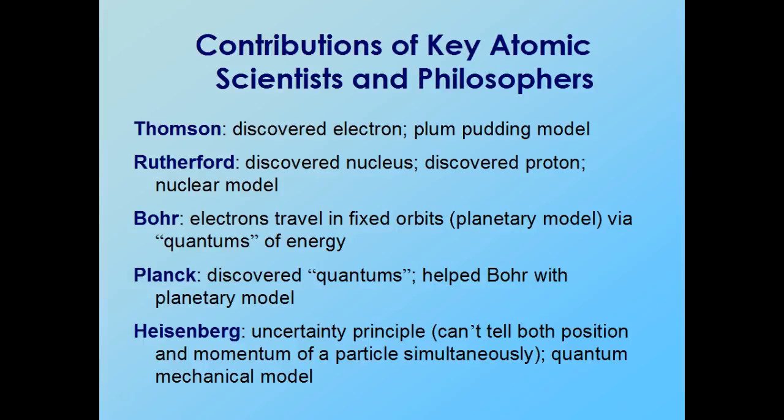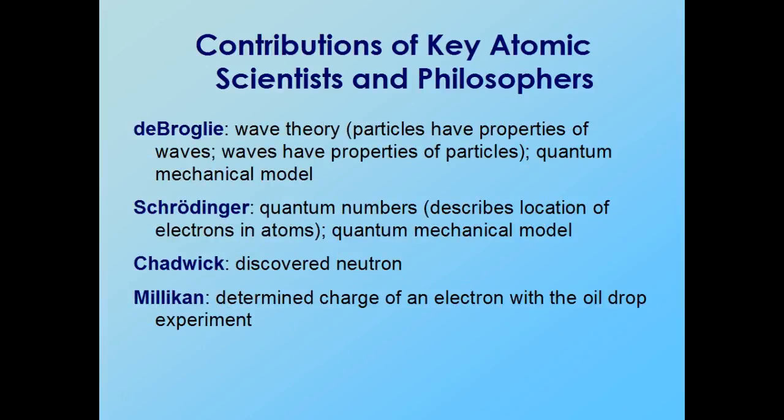Then the three scientists that are responsible for the current model of the atom. Heisenberg said that you cannot say where an electron is and where it will be going, both its position and momentum, simultaneously, describing the fact that they don't necessarily have to move in set patterns. De Broglie said that particles can have properties of waves, and that waves can have properties of particles, again trying to describe the random motions that we see with those electrons. And then Schrodinger, and we'll spend a little bit more time on this later on in the year, described quantum numbers, which is just the general address for where we would find the electrons in those orbitals.